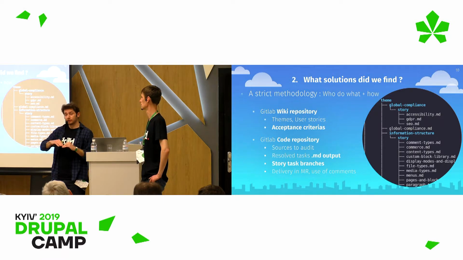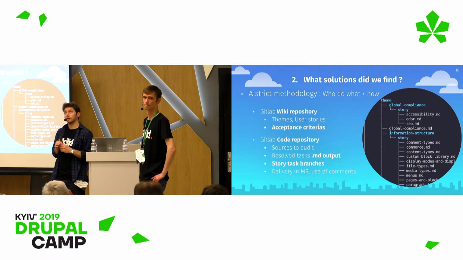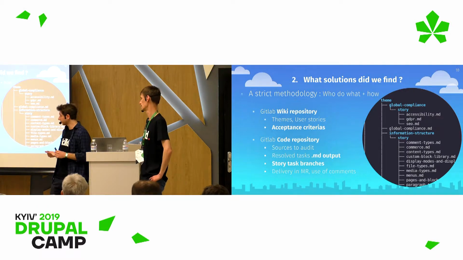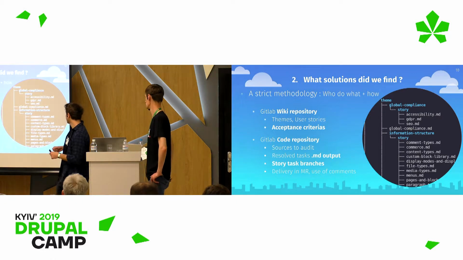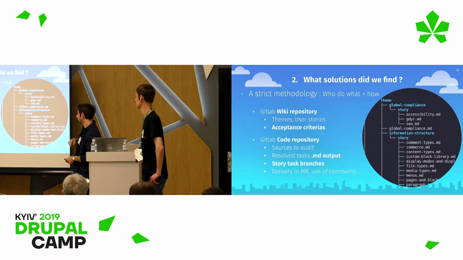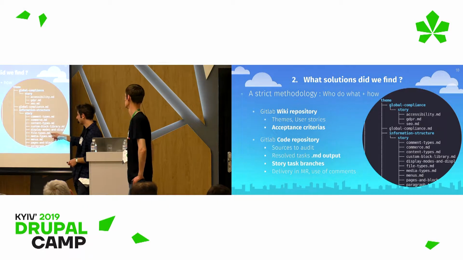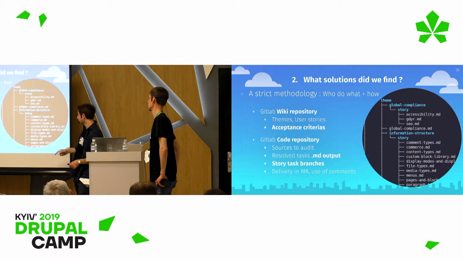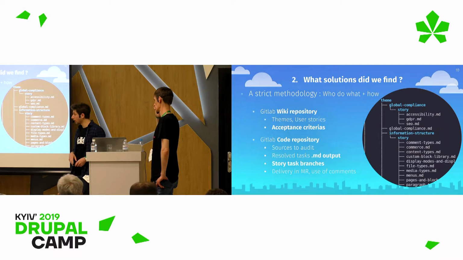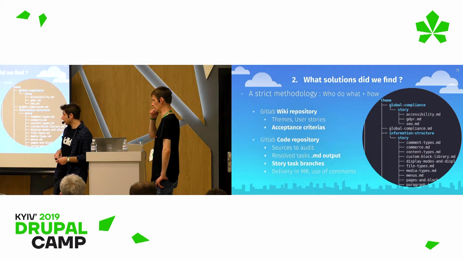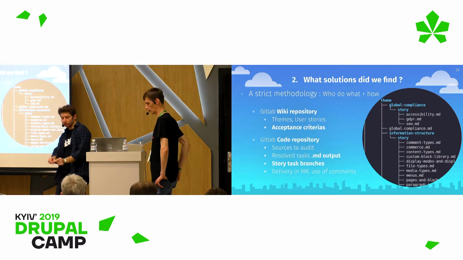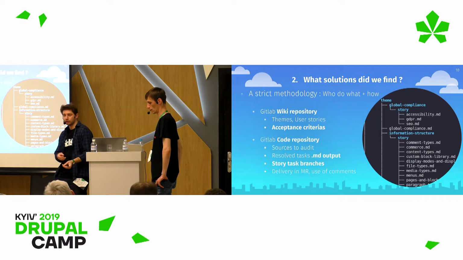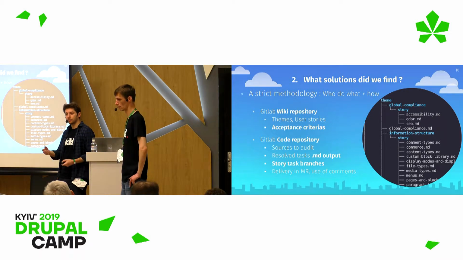Then we create one task for each user story within the themes that we define that we audit. It means that there will be one task for content types auditing, another task for field types auditing, another task for page and blog layout. Basically, it really splits the audit into several tasks that are really precise about what should be done. And this way, we can really scale the conducting of the audits.